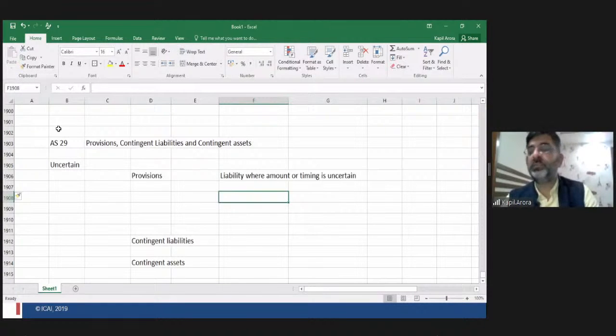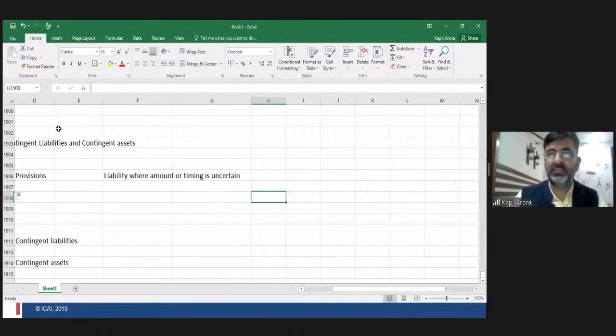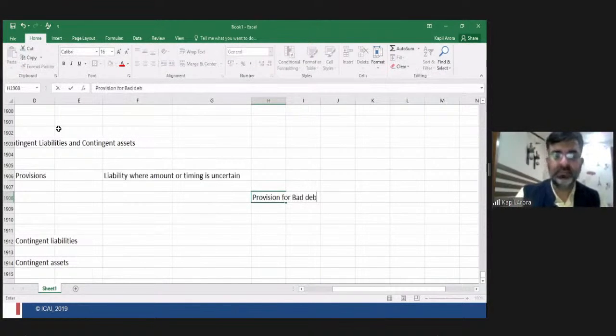Right? Now, what does provision mean? Provision means liability where amount or timing is uncertain. Can you think about any example of provision? Any example where the amount or timing, any of those could be uncertain? Or any example for which we create provision? Very good, guys. Everybody has given the same example. Provision for bad debts or doubtful debts.